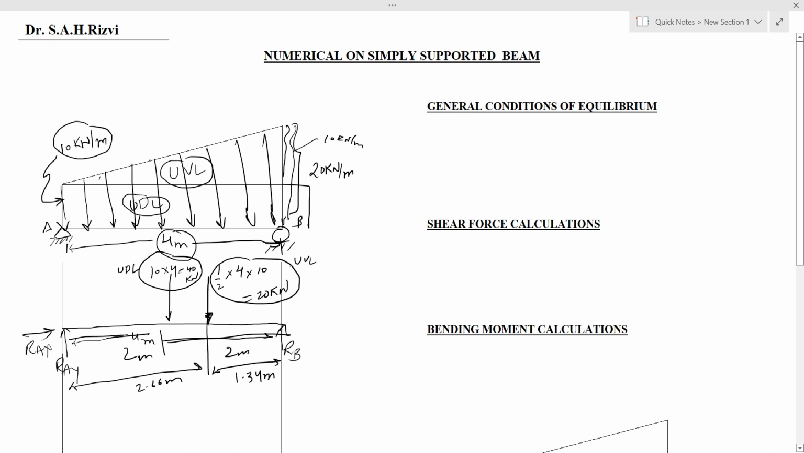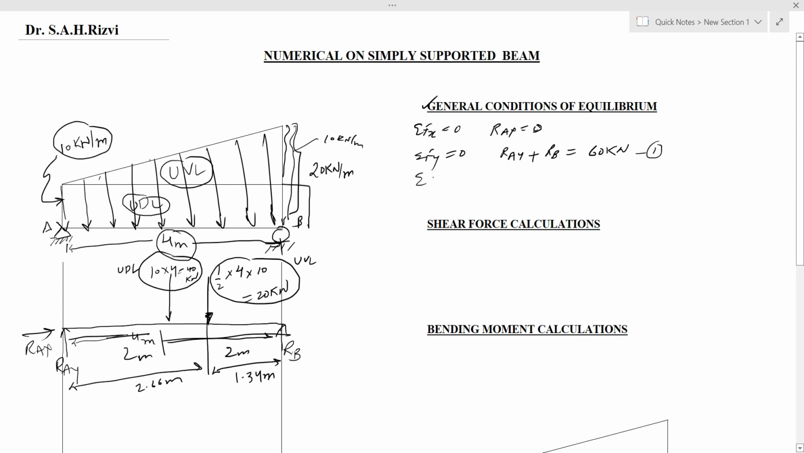So now we have resolved all the forces. Now we will calculate the values of reaction through the general conditions of equilibrium. Sigma Fx equals 0. Therefore RAX equals 0, since no other force is acting along the x-axis. Sigma Fy equals 0. RAY plus RB equals 60 kilonewton, that is 40 plus 20. Let this equation be 1.